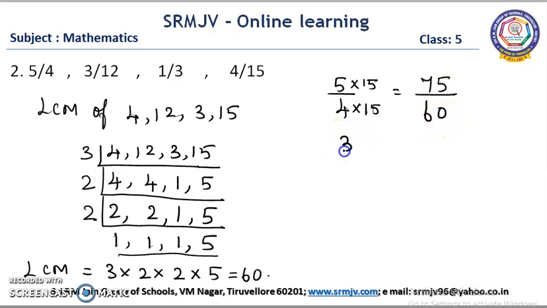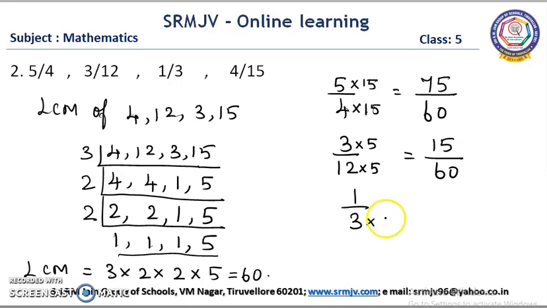The second fraction is 3 by 12. In the 12 table, when do you get 60? 12 fives are 60. So by the same number, we have to multiply the numerator also. Now 3 fives are 15. So the second fraction is 15 by 60. And the third one is 1 by 3. In the 3 table, when do you get 60? 3 twenties are 60. So by the same number, we multiply the numerator. So 1 into 20, that is 20. The third fraction is 20 by 60.